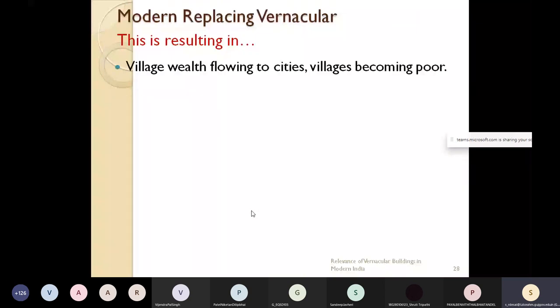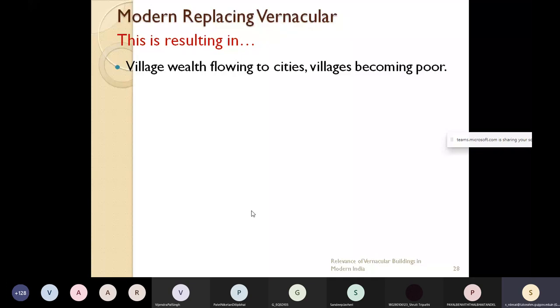So let's look at this replacing. What is it doing? It's basically the village wealth, whatever little there is, flowing to the cities, all right? This is the Gandhian thought, whether we agree with that or not, but this is the ground reality. The cement comes from the cities, the steel comes from the cities, and that's why these things are going. So the village wealth is getting drained and the villages become poor.